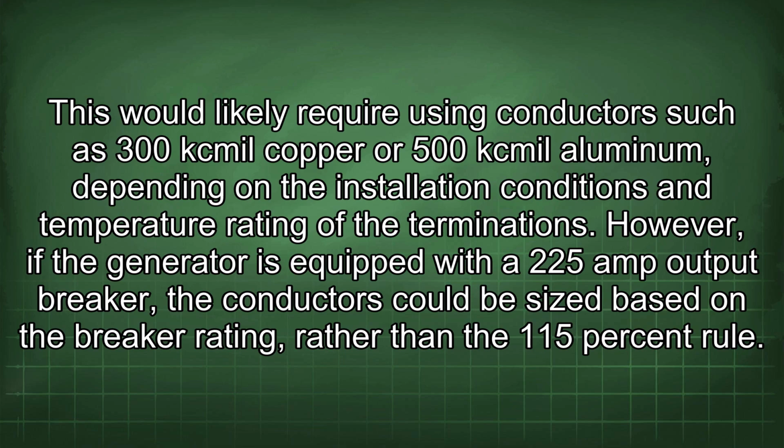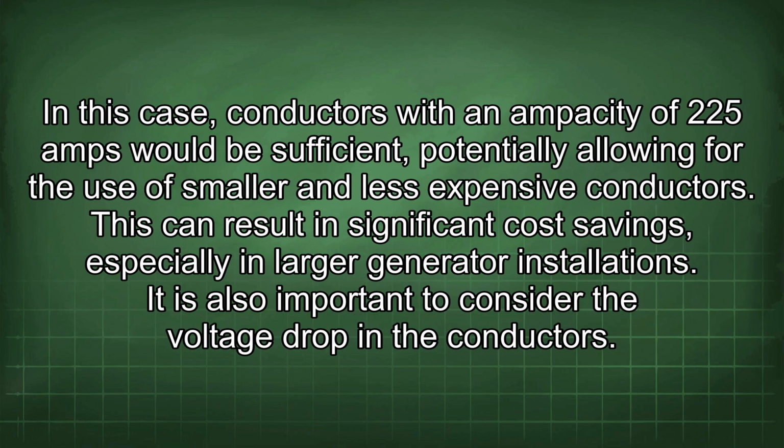However, if the generator is equipped with a 225 amp output breaker, the conductors could be sized based on the breaker rating rather than the 115% rule. In this case, conductors with an ampacity of 225 amps would be sufficient, potentially allowing for the use of smaller and less expensive conductors. This can result in significant cost savings, especially in larger generator installations.